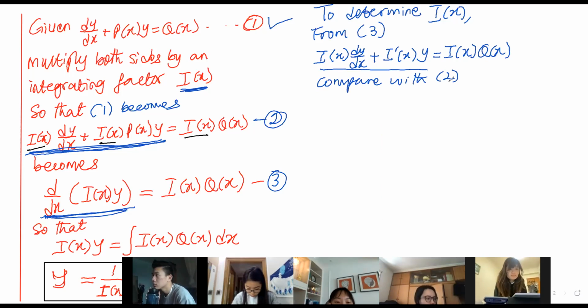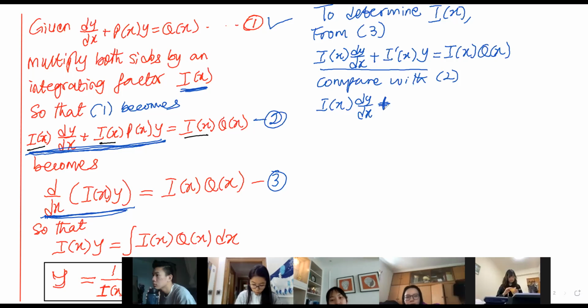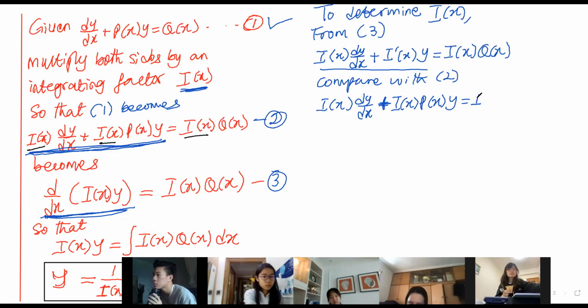If you compare with 2, what does 2 say? It says I(x) dy/dx, plus what? Let me hear your voice, so I'm sure you understand what I'm saying. Plus I(x) p(x) y is equal to what? I(x) q(x).